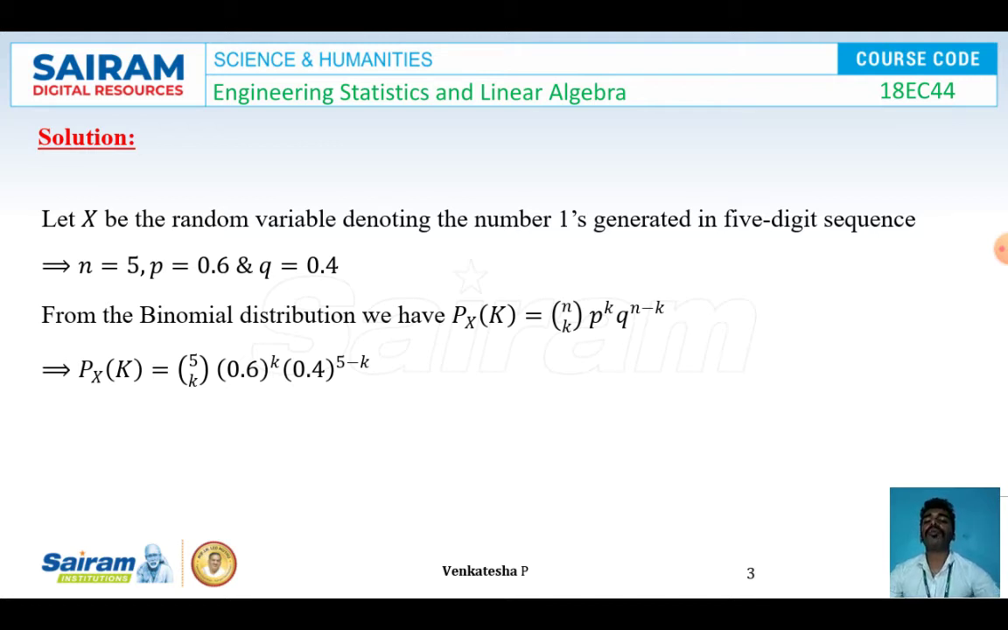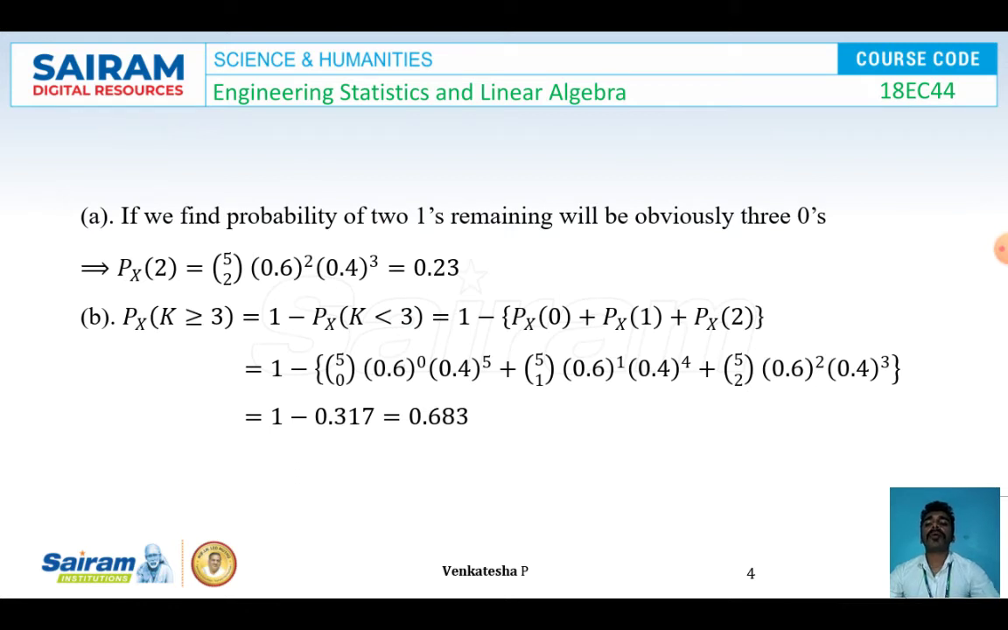Now I'm going to find the probability of 2 ones. The remaining will obviously be 3 zeros only, because the sequence has 5 digits. So out of 5, if 2 are ones, then the remaining will be 3 zeros only. So I'm going to find only P_X of 2, or we can find P_X of 3 also. The answer will be the same.